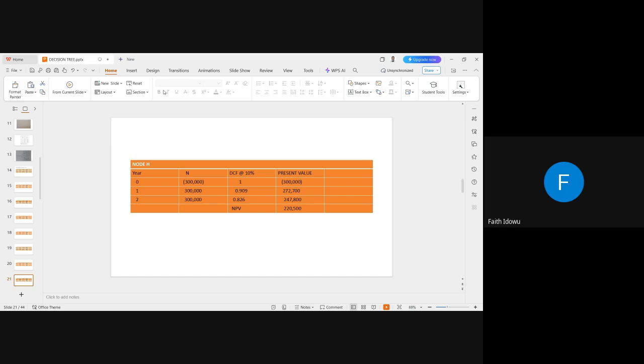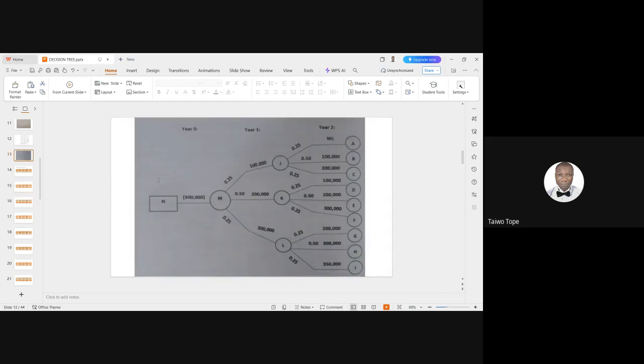Sir, you're not showing the decision tree again. We left that point, ma. We are looking at the NPV. So this is the decision tree anyway, if you want to see it. No, let me go back to my note. I will do it from my note. So for H, the result is what? 220,500.